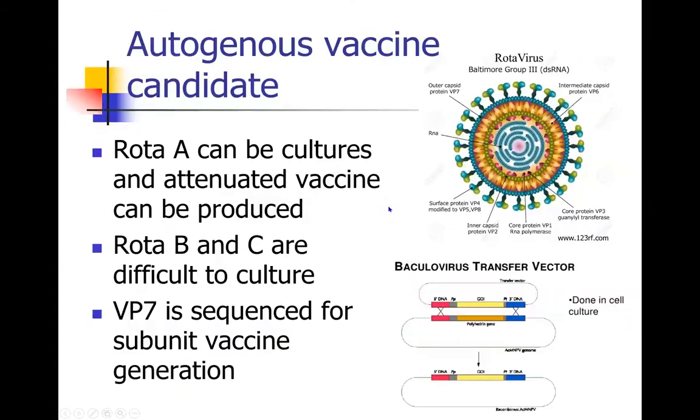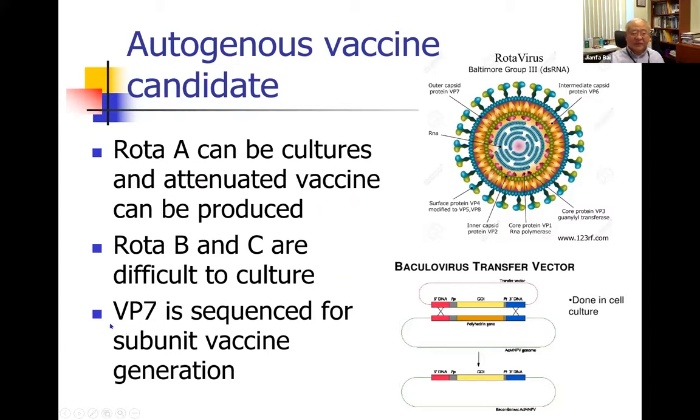So that's one example. Another example is rotavirus. Rotavirus in pigs, we have three major ones, A, B, and C. A can be cultured. So if you want to produce an attenuated or killed vaccine, you have to culture it first. So Rota A can be cultured, and you can generate a vaccine from Rota A, but B and C are difficult to culture. So it's not very easy to produce an attenuated vaccine.